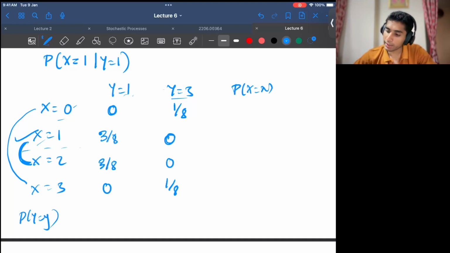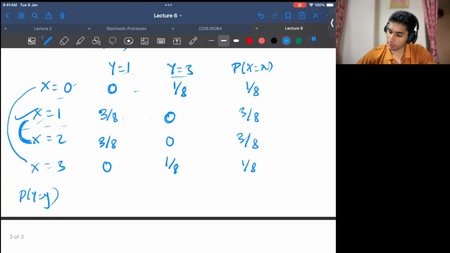So what is the probability that x is equal to 0? You can just add these two things, right? Because they are partitioning that x equal to 0 event. So this will be equal to 1 by 8. This will be equal to 3 by 8 plus 0, which is 3 by 8. This will be again 3 by 8, and this is again 1 by 8.